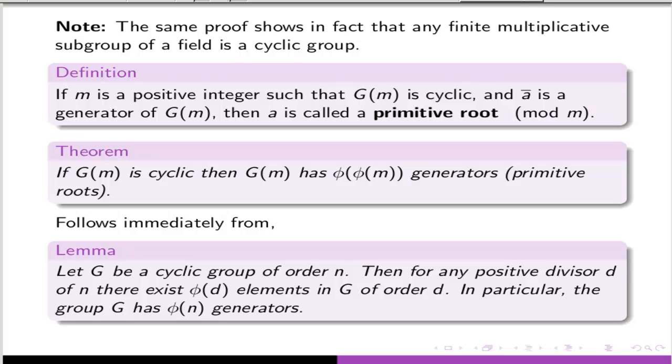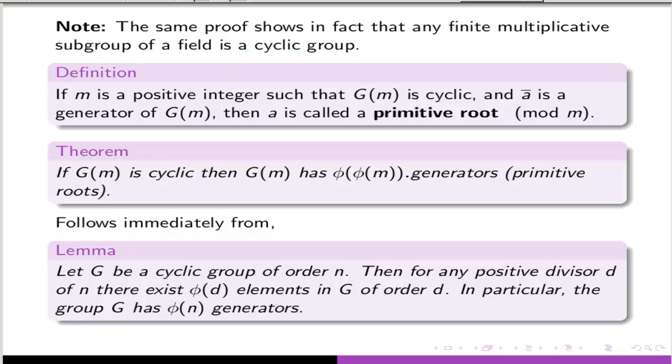Okay, let's introduce some terminology. If G_m is a cyclic group and a-bar is a generator for G_m, then the integer a is called a primitive root mod m. And a theorem: how many generators does a group have when it's cyclic? If G_m is cyclic, then I claim there are phi of m generators for this cyclic group.